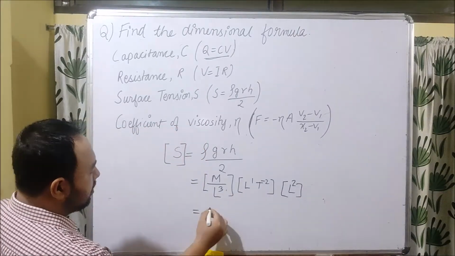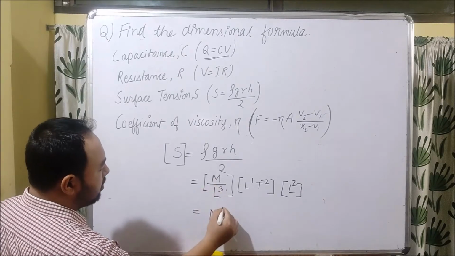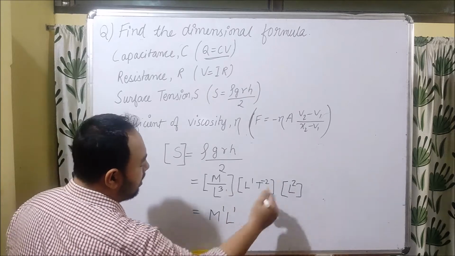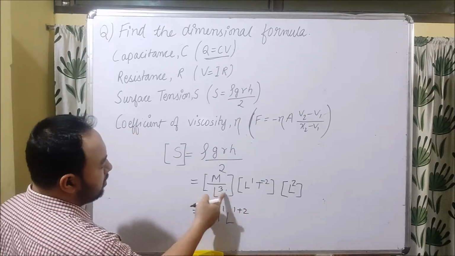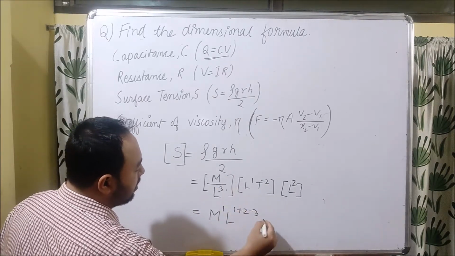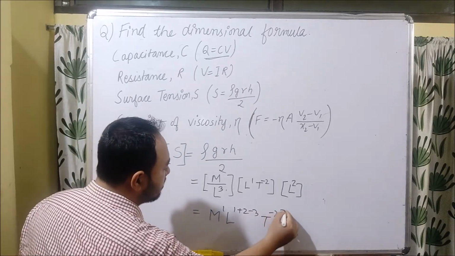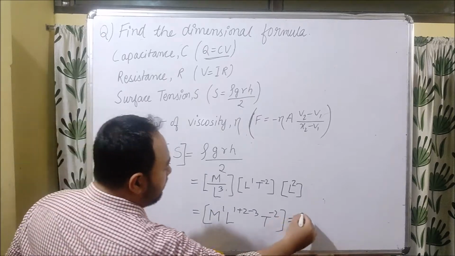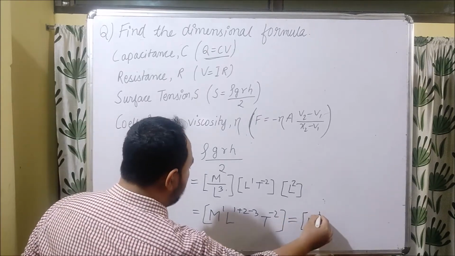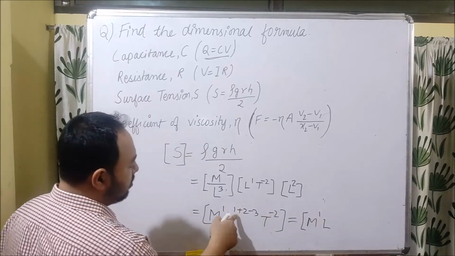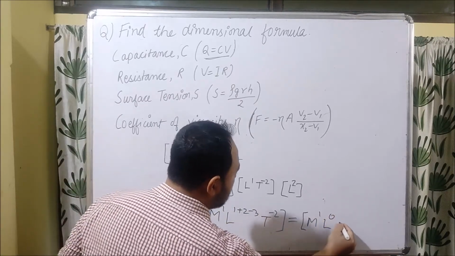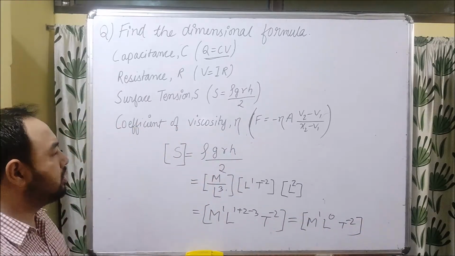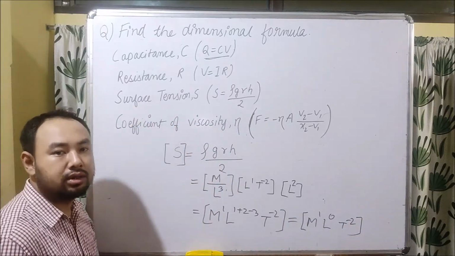So now if we calculate, then M to the power 1, for L here it is 1, which will add up with 2, then this will come up minus 3, then T will be minus 2. So the final answer will be M to the power 1, L to the power 0, T to the power minus 2. So this is the dimensional formula for surface tension.